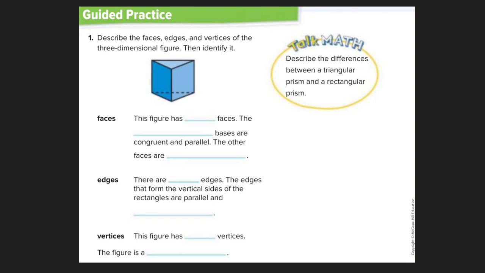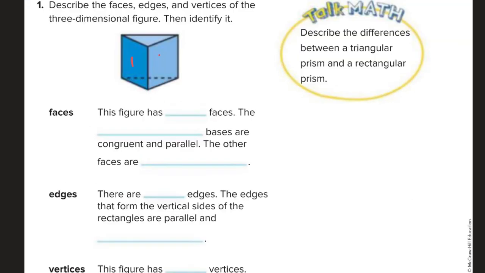So describe the faces, edges, and vertices of the 3-dimensional figure, then identify it. This figure has how many faces? Let's see. 1, 2, 1 in the back, 3, 4, 5. It has 5 faces, right? Our 2 bases, and then the 3 rectangles on the outside. The bases are triangular. The triangular bases are congruent and parallel. The other faces are rectangles.